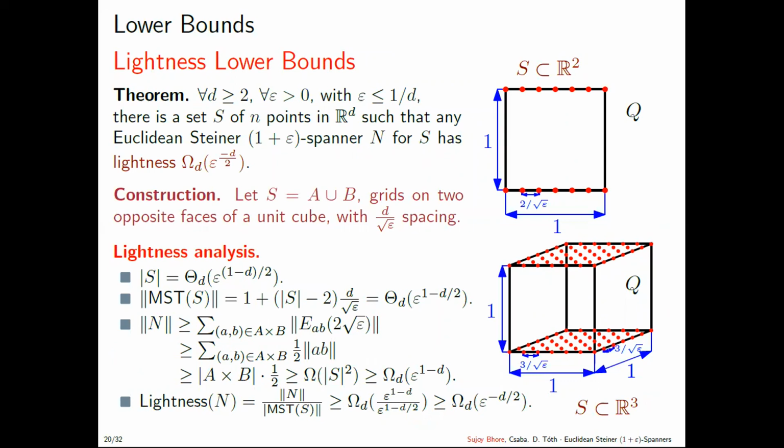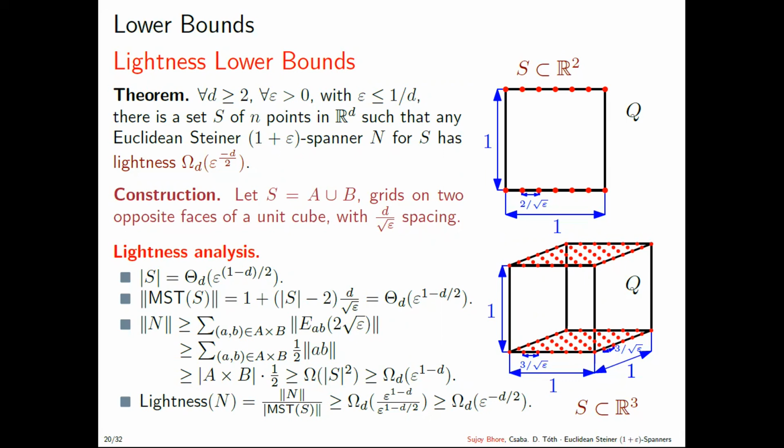So now I talk about the lightness analysis. We show that the lightness is Omega(d epsilon^(-d/2)). The construction, as I said, is very simple. It consists of two sets, A union B, grids on two opposite faces of a unit cube with d over square root epsilon spacing. So the cardinality of this set is Theta(d epsilon^(1-d/2)).